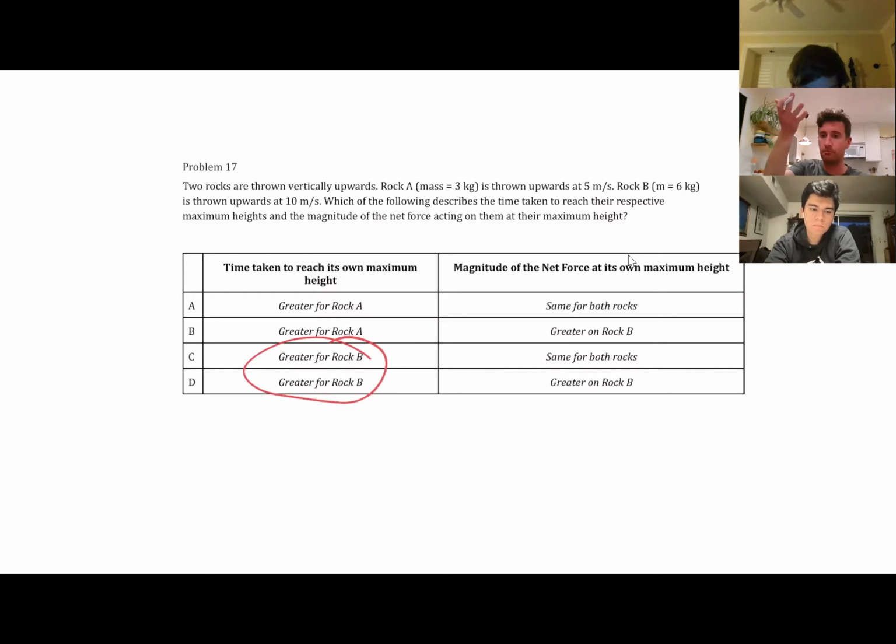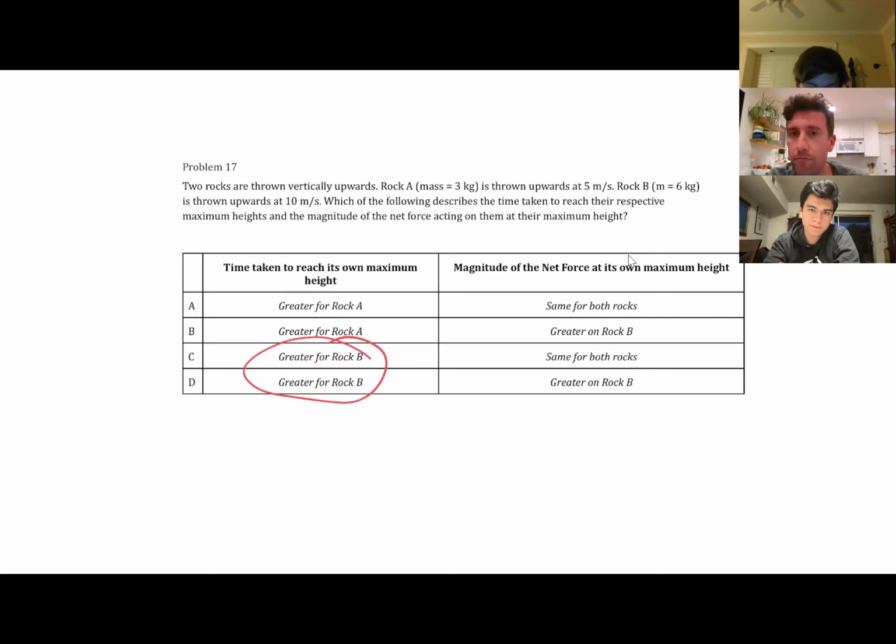Threw it up in the air. What's the force on the rock if I'm not touching it anymore? It would still have acceleration, right? Because acceleration is constant. Good. What would the acceleration be due to? Gravity. Okay. And which one would have greater force of gravity?